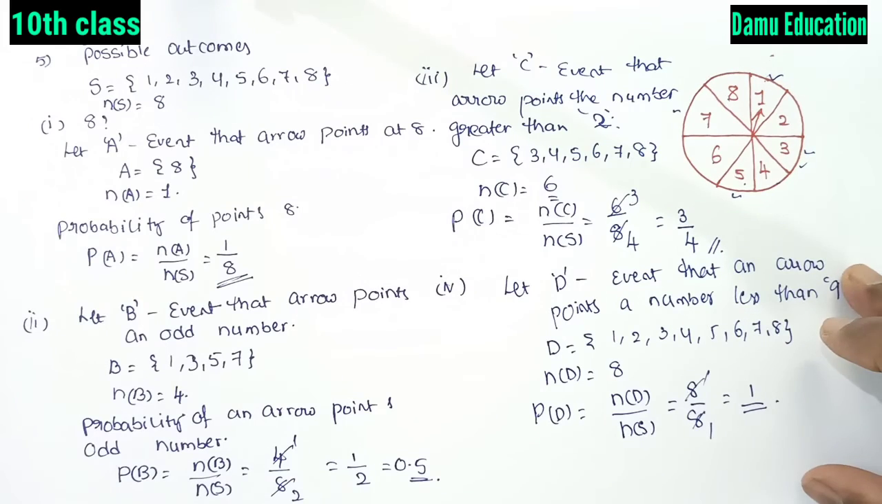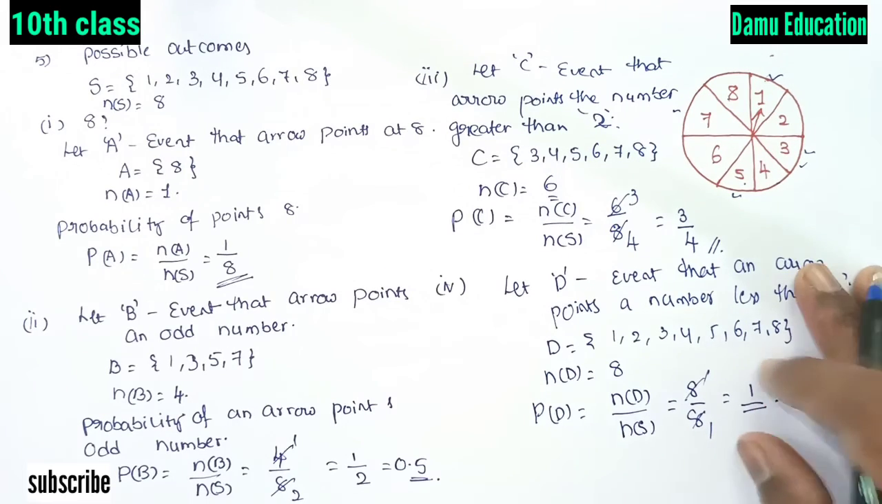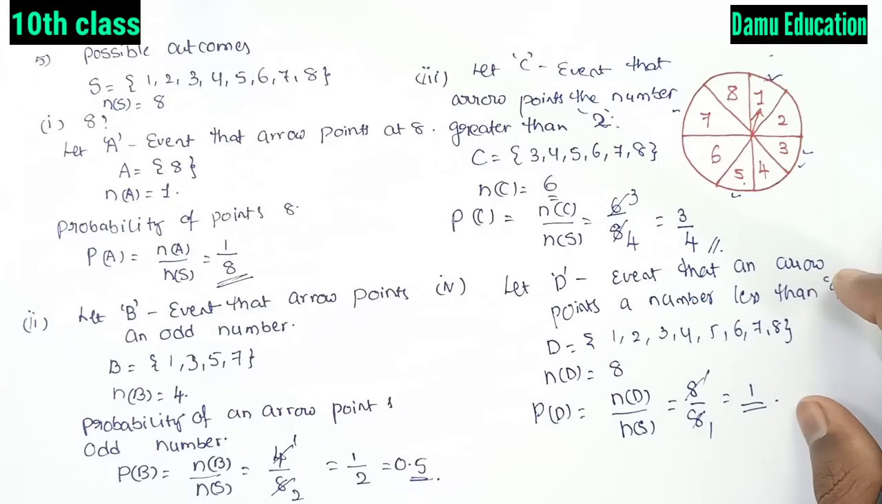So this is the way to find the probability of a certain event. So this is a certain event, a compulsory event. This is the way to find it.